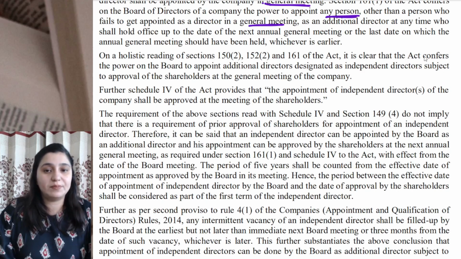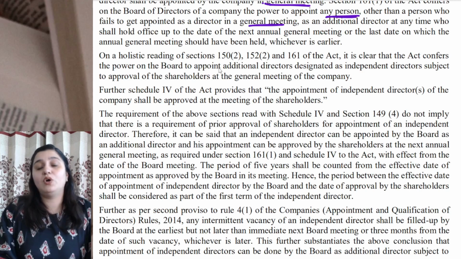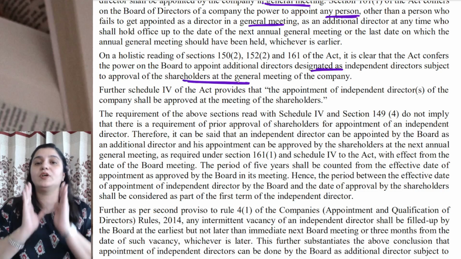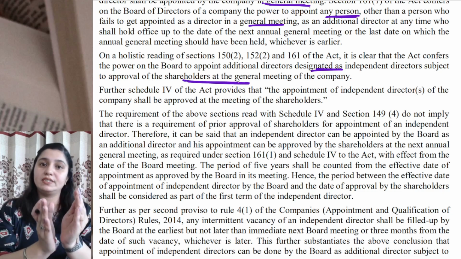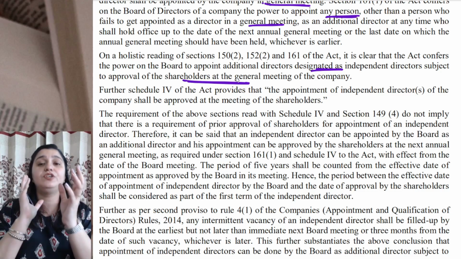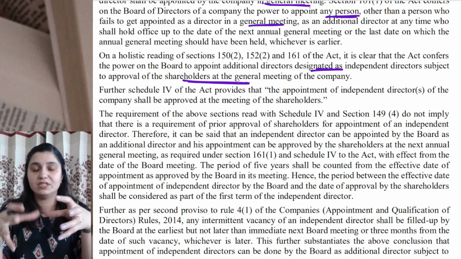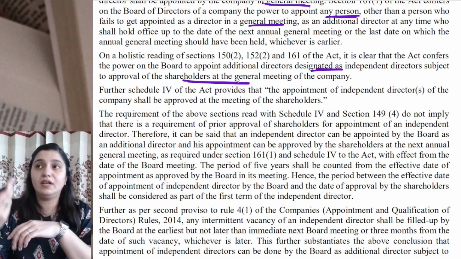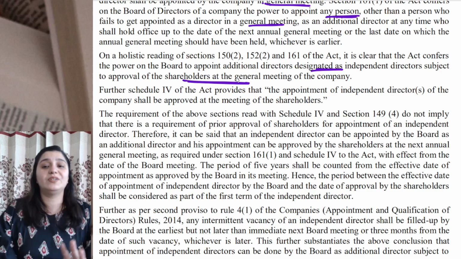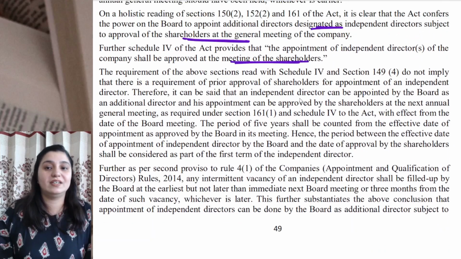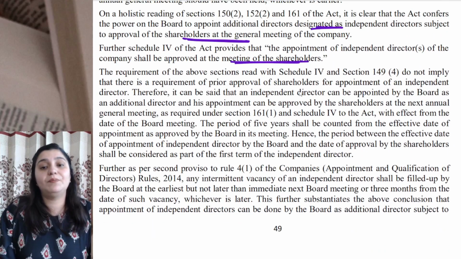तो ये सारी चीजें जब हम एक साथ पढ़ते हैं, it means that the board has power to appoint additional directors designated as independent directors, subject to approval of shareholders. Because देखो, जो additional director हैं वो board appoint कर सकते हैं, और जो independent directors हैं वो general meeting में shareholders appoint कर सकते हैं. These are the two scenarios you need to know before concluding the case study. First, independent directors can be appointed by the general meeting by the shareholders, and additional directors are appointed by the board. Now they say that appointment of independent directors shall be approved at the meeting. So what is the nutshell that they are saying? They do not imply that there is a prior approval of shareholders for appointment of an independent director.